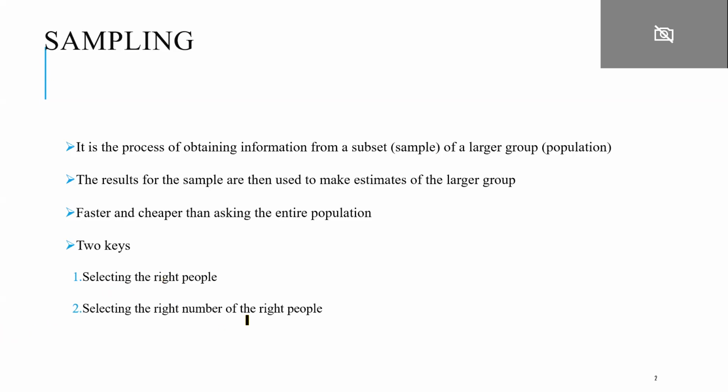Second is selecting the right number of the right people. That depends on your sample size. Everything depends on your objective and the type of variables you have taken. As per the objective of your study and the variables you have taken, you have to decide the right number, the right sample size. You should have an adequate sample size in order to perform some analysis, or in order to perform some research.